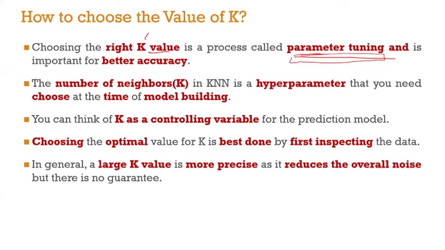So in the process called parameter tuning, which is what I just explained, you set it to be 1, you set it to be 2, and keep checking different values until you get the one that is working for you.